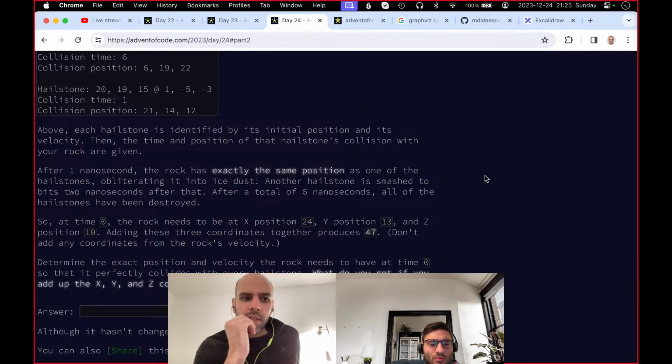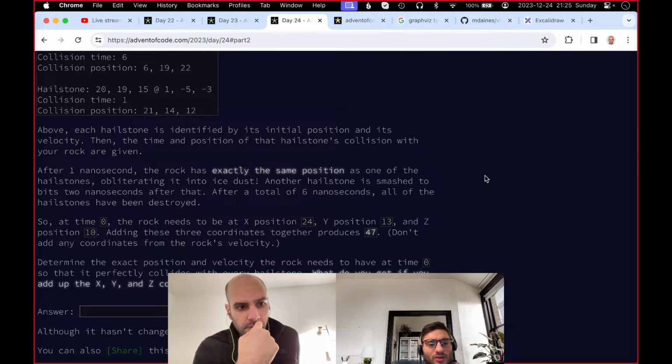Maybe. Okay. Above, each hailstone is identified by its initial position, its velocity, then the time position, blah blah blah. After 1 nanosecond, the rock has exactly the same position as one of the hailstones, obliterating it into ice dust. Another hailstone is smashed 2 nanoseconds after that, and so on. So at time 0, the rock, after 1 nanosecond, hits one of the hailstones, obliterating it.